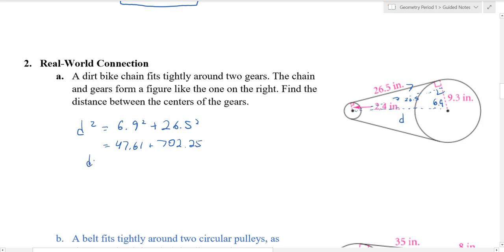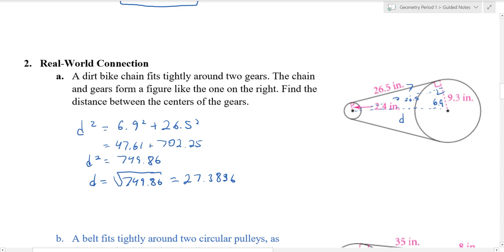That means that d squared equals 749.86. Then we take the square root of both sides and we get d equals the square root of 749.86. And when we actually punch that into a calculator, we get a number that goes 27.3836 and a bunch of something else.